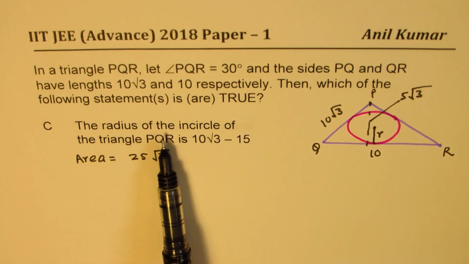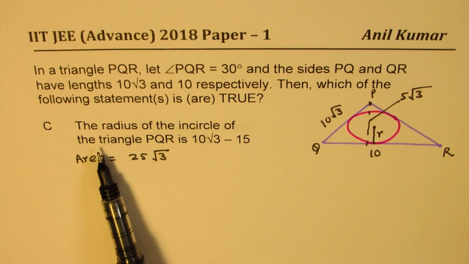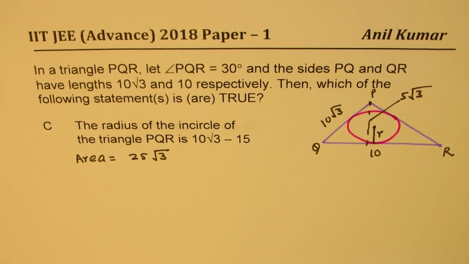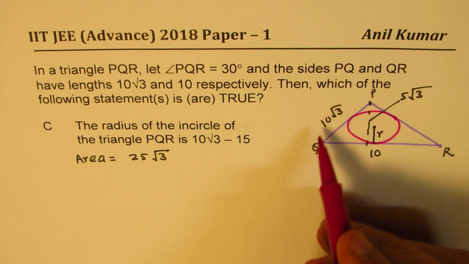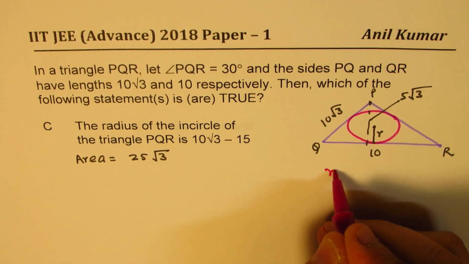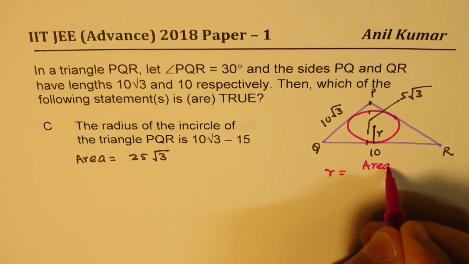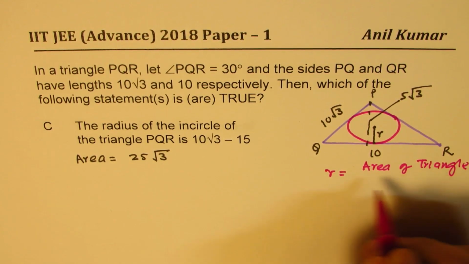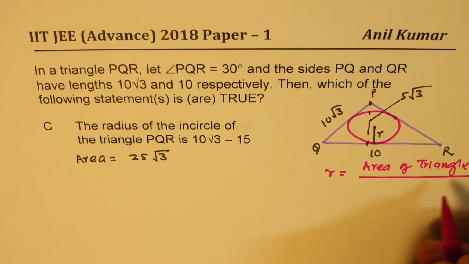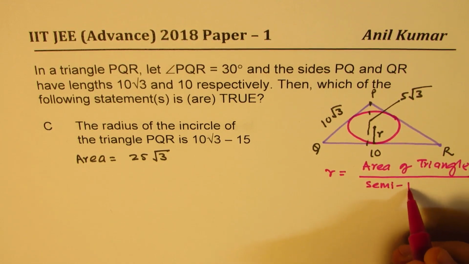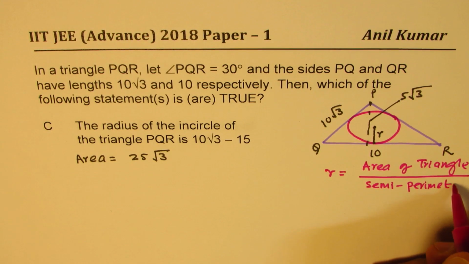Now, we need to find the radius of the incircle. And is it 10 square root 3 minus 15? That is what we need to figure out. Now, if you remember, the radius is related with the perimeter of the particular triangle, correct? So the radius is basically equal to the area of the triangle, this is the incircle radius, R, which we're talking about, divided by the semi-perimeter. Correct?